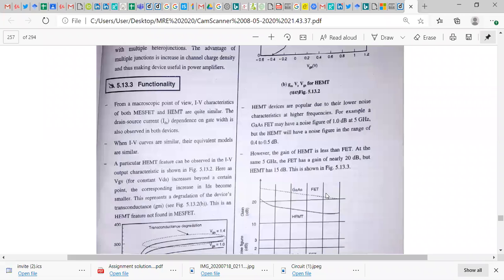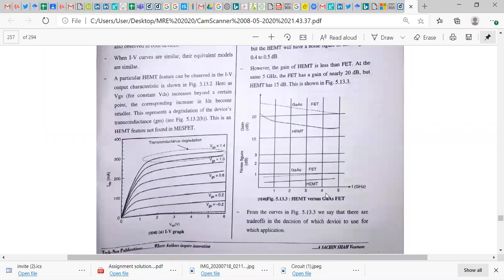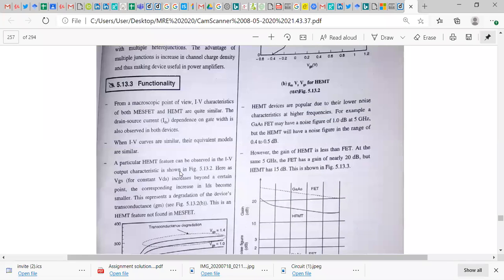Functionality: from a macroscopic point of view, the IV characteristics of both MESFET and HEMT are quite similar. Just like there, we have VGS and VDS, ID, here it is exactly the same. The only difference in HEMT is that the transconductance is higher.